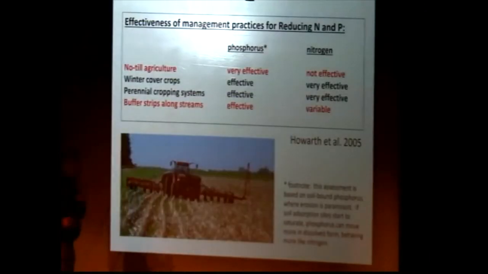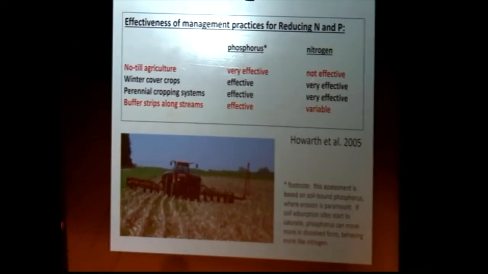So, what do we know about best management practices? If we look at some very common practices and see how effective they are for either phosphorus control or nitrogen, and here I mean phosphorus at levels which have not yet saturated that ability to no longer stick to the soil and move in water. No-till agriculture is a very popular way to control phosphorus. That's because it reduces soil erosion, and if you reduce soil erosion, you reduce the movement of phosphorus.